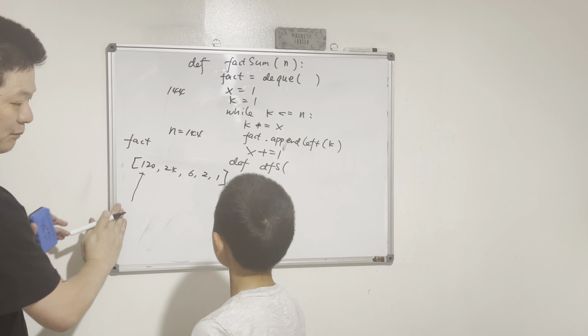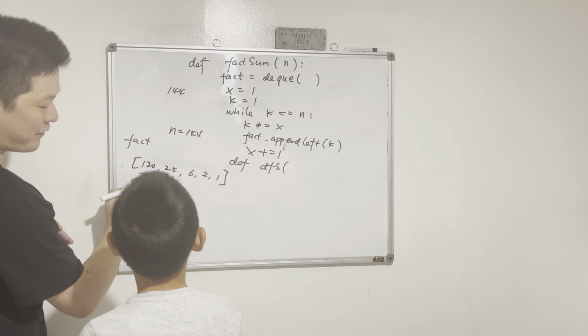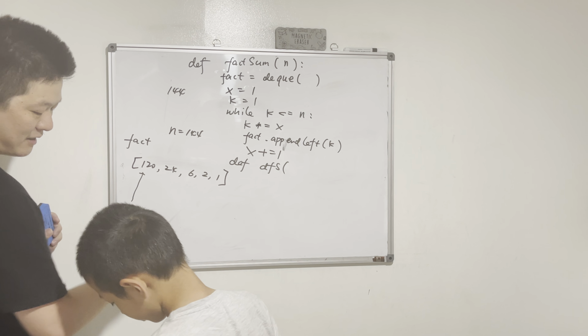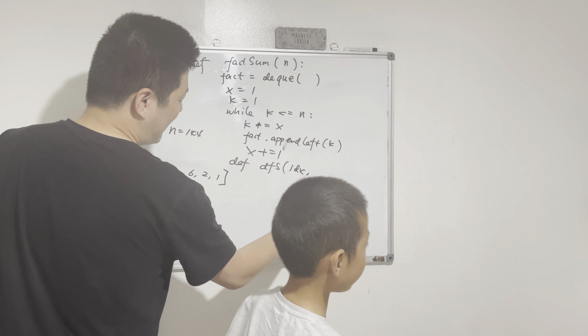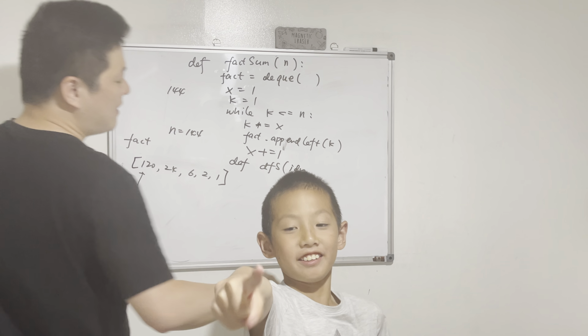So we need an index to point out which value we are using, right? So let's call it index. And the second parameter will be n, right? This is the capacity left in the bag. Am I right? Yeah.